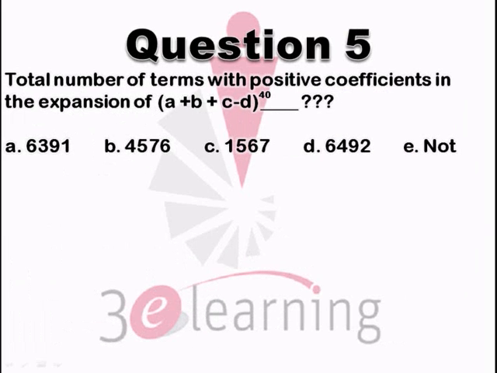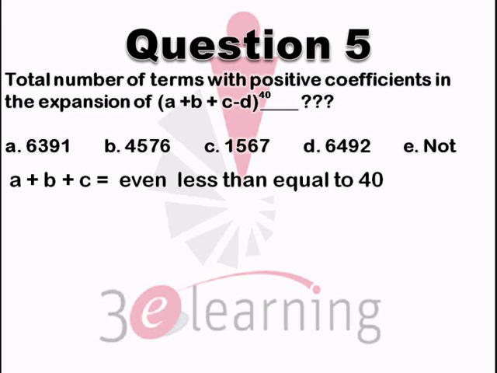Our fifth question is question of multinomial. We have to find the number of positive coefficients in the expansion of a plus b plus c minus d raised to power 40. The coefficient would be positive only if the power of d should be even. If d should be even, then we think about a plus b plus c, because there are the more conditions in a plus b plus c. So we can say a plus b plus c should be even but less than equal to 40. Can be 0, can be 2, can be 4 till 40, any values.